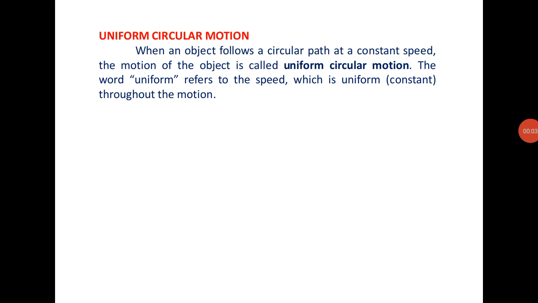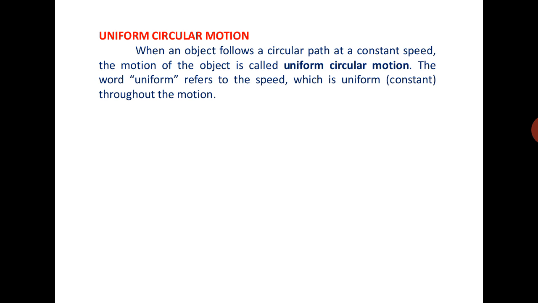Hello, dear students. Let us discuss uniform circular motion. See, when an object follows a circular path at a constant speed, the motion of the object is called uniform circular motion. The word uniform refers to the speed, which means constant throughout the motion.